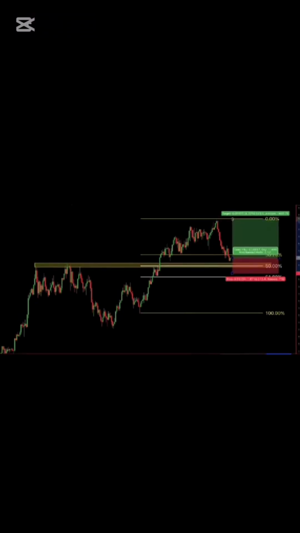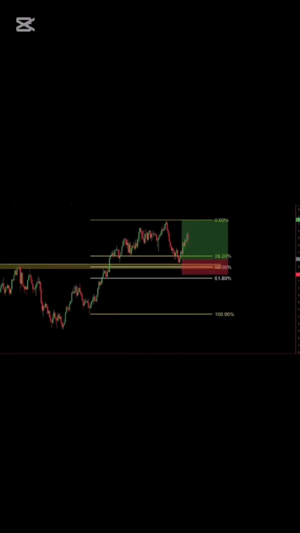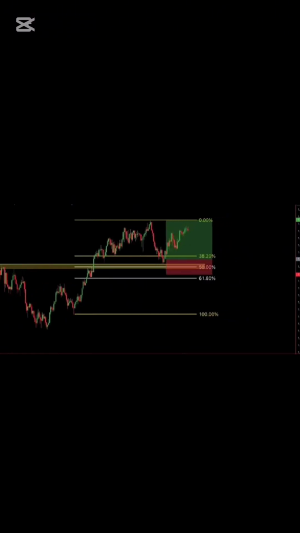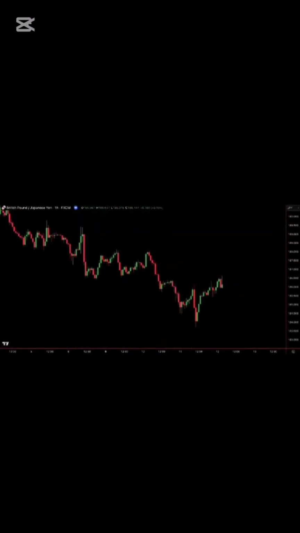Entry: after the inside bar formation. Stop loss: a few pips below the support level. Take profit: at the next key resistance zone. By waiting for the right setup, we avoid false breakouts and trade with confidence. Now, let's analyze the opposite setup, where a support level breaks and transforms into resistance.